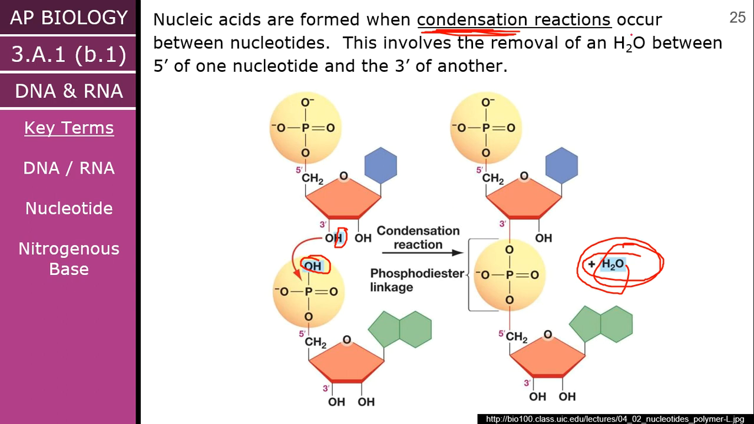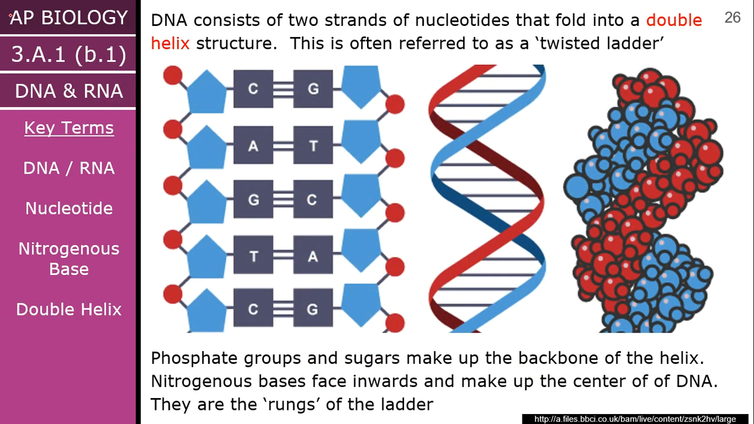With nucleic acids, the bonds that connect them are called phosphodiester bonds. So remember with proteins, for instance, we had peptide bonds. This is going to be phosphodiester bonds. This is just what we call it when you connect two nucleotides together, whether it's in DNA or RNA.